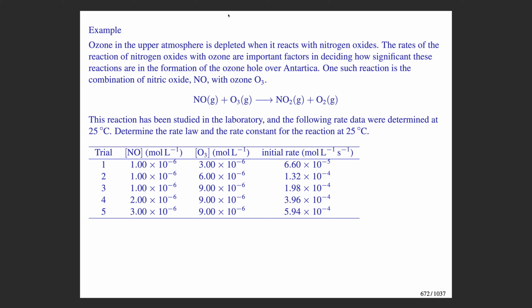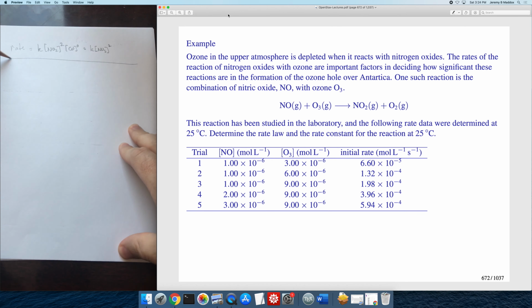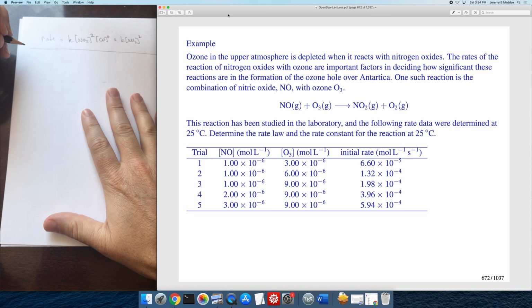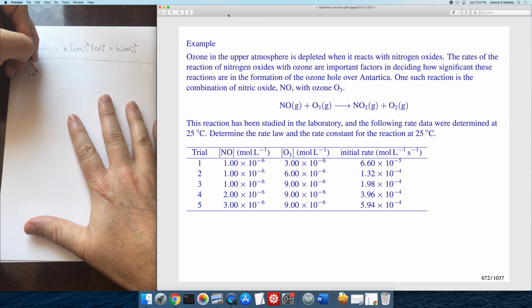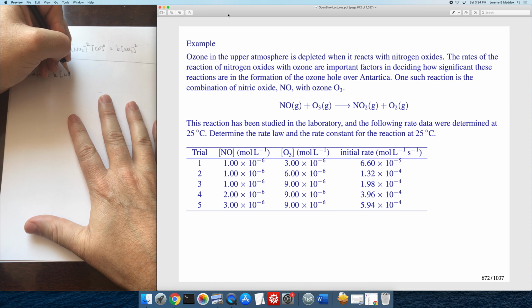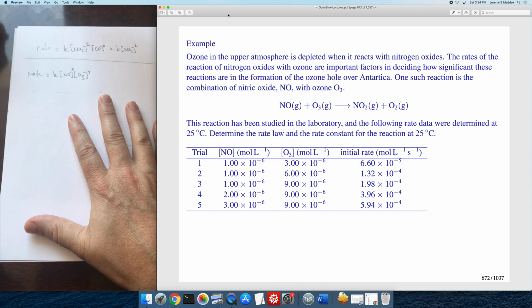Okay, so we've got this reaction of nitrogen monoxide and ozone, and we're being asked to figure out from the set of experimental data here, what is the rate law? And so here is the generic rate law. You're going to have some rate that's equal to a rate constant times the concentration of nitrogen monoxide times the concentration of ozone. And we need to figure out what the reaction orders x and y are. And then they're going to want us to calculate k.